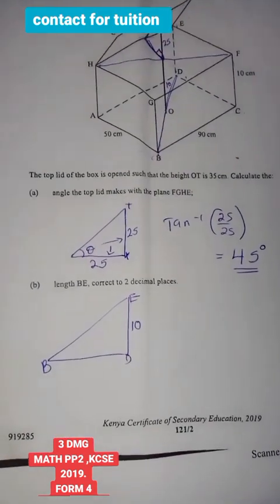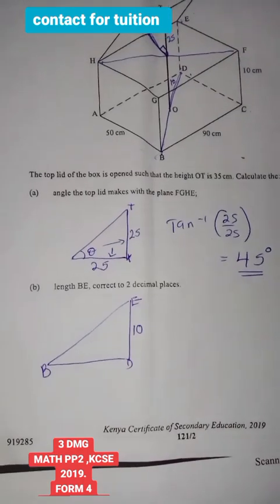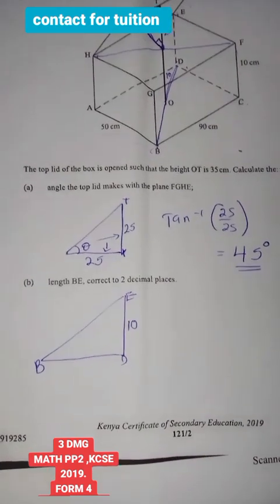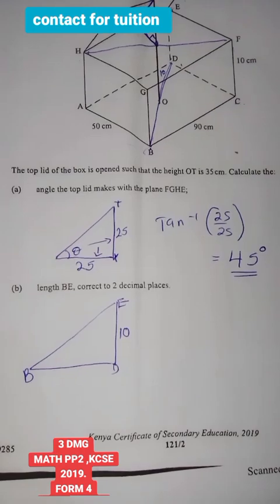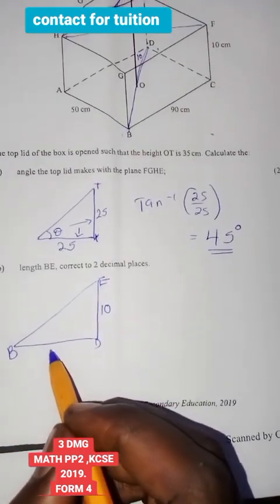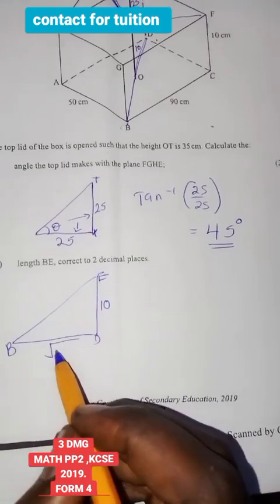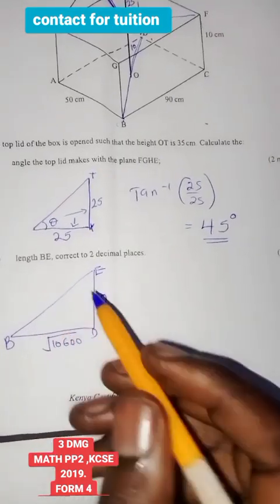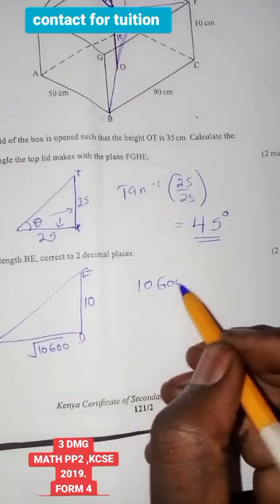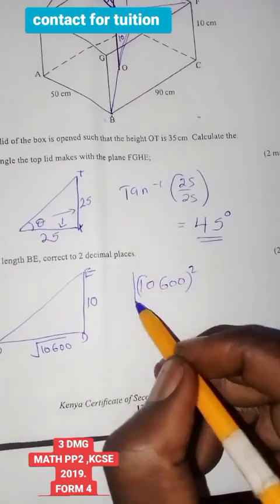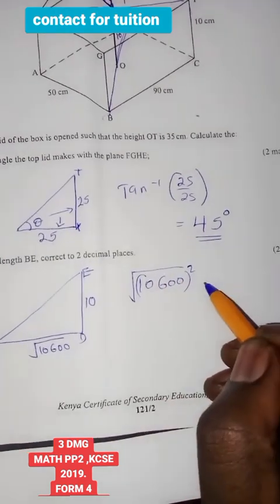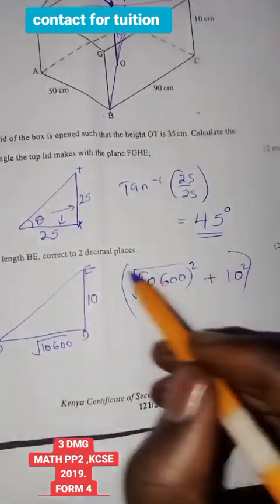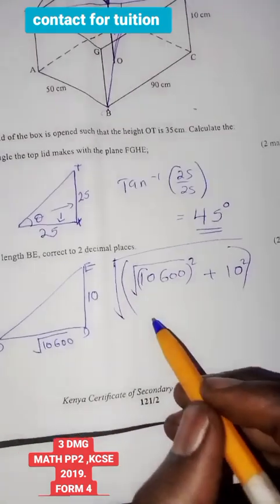Hypotenuse. Therefore, we will say 90 squared plus 50 squared. Then you find the square root. So here we'll be having the square root of 10,600. So because this is now the hypotenuse, we'll just say that the square root of 10,600 squared, remember this is the square root, plus 10 squared. Then we are going to find the square root of everything here if I use Pythagoras theorem.